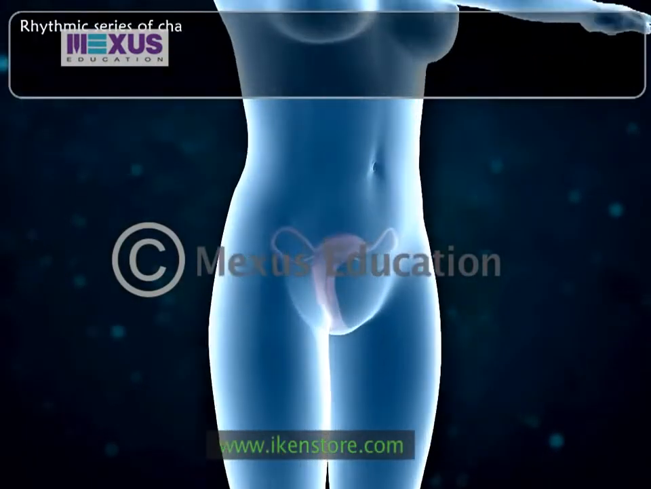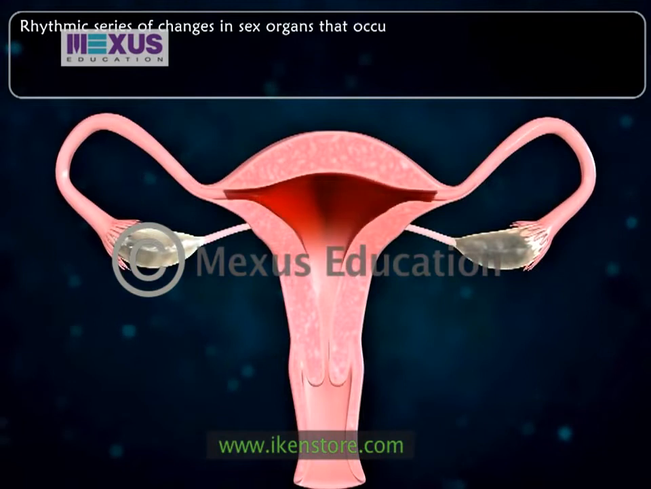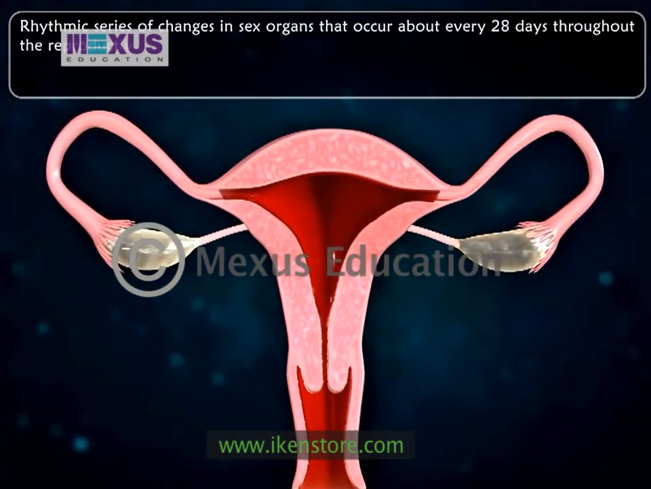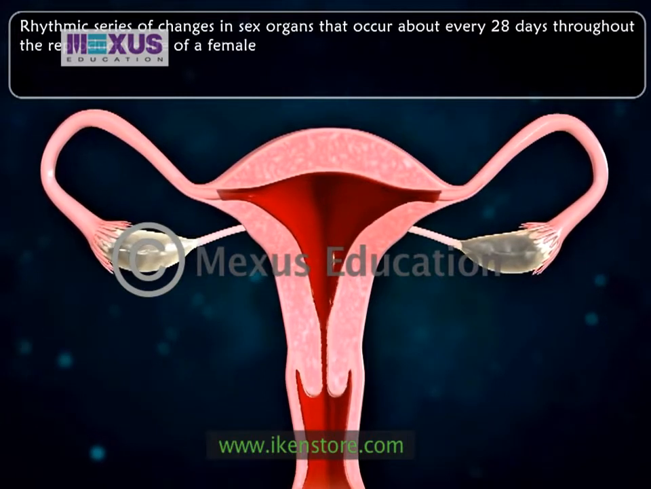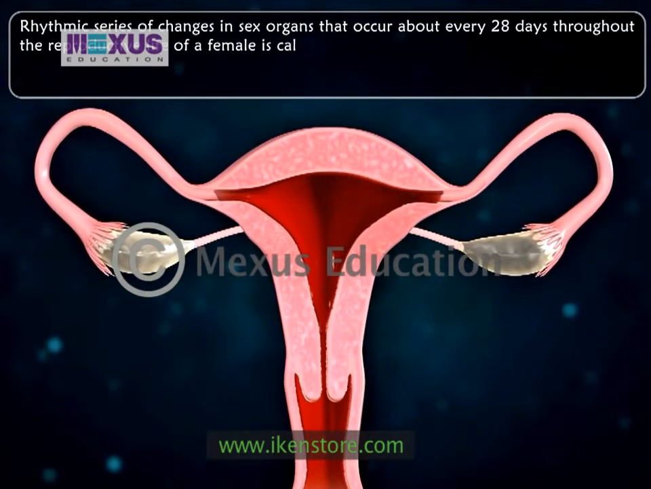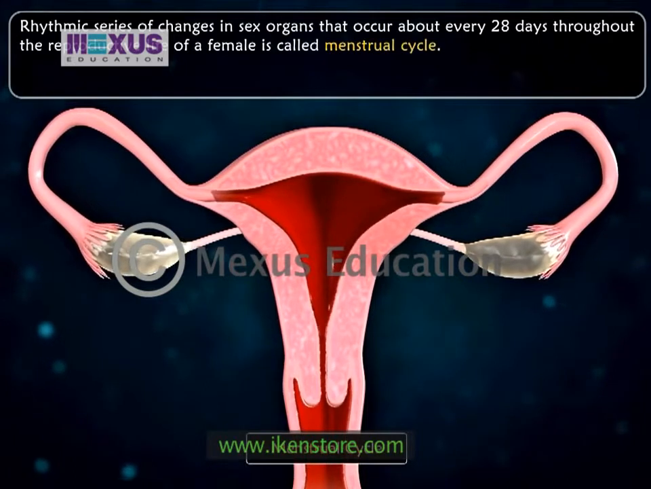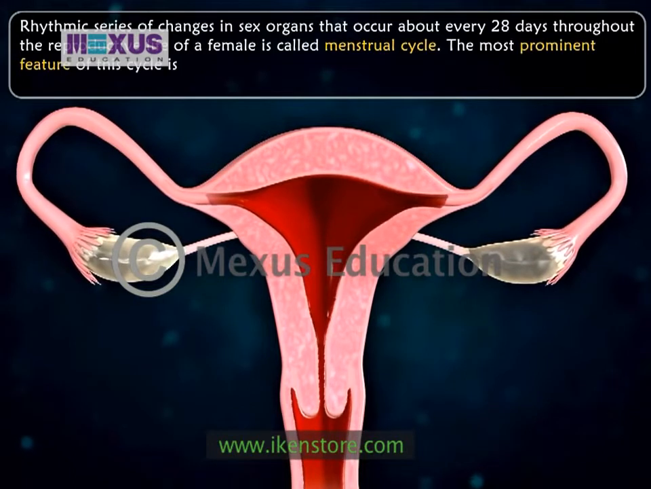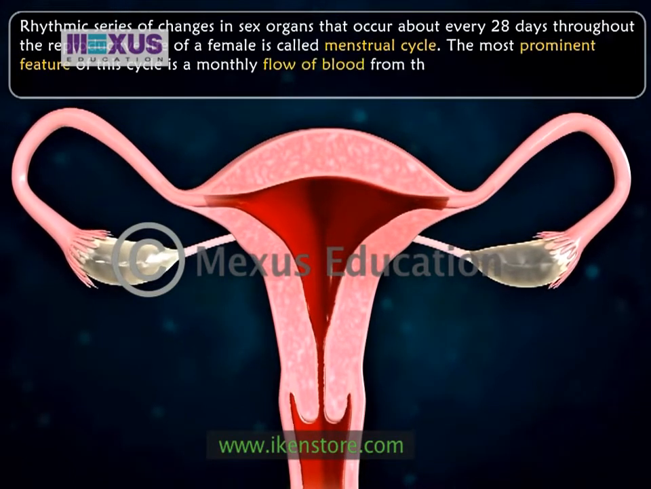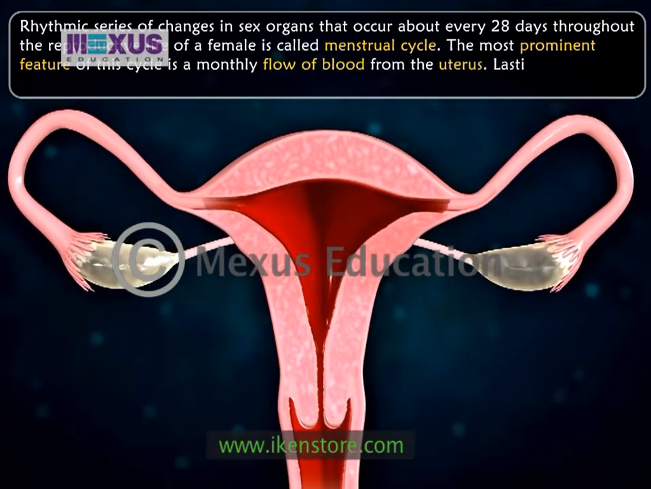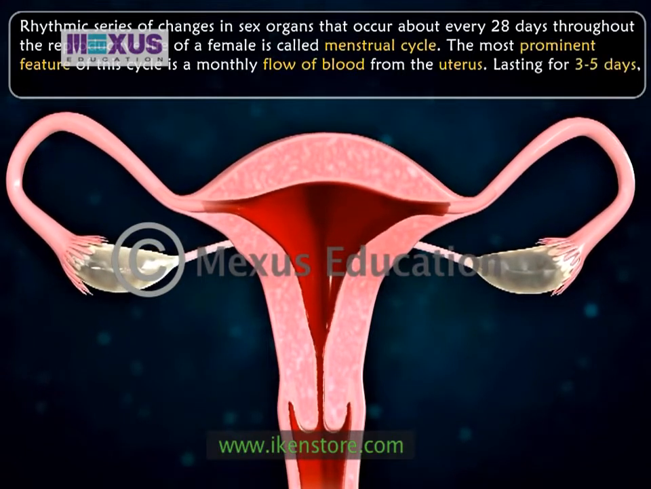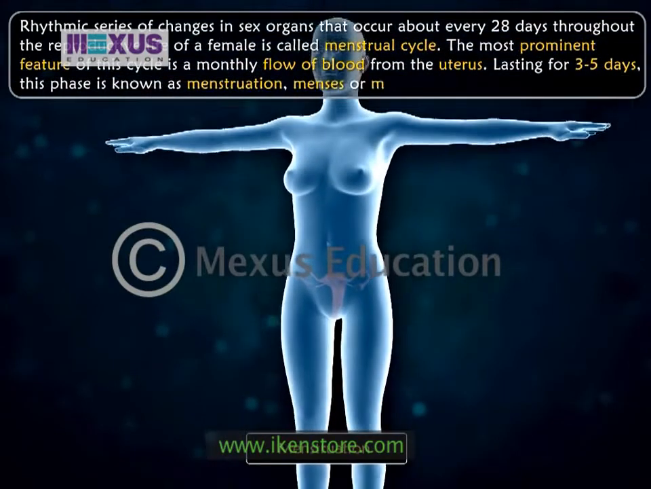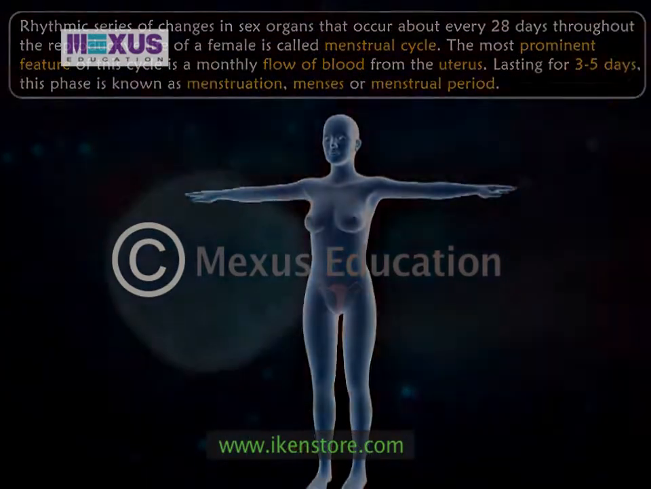The rhythmic series of changes in sex organs that occur about every 28 days throughout the reproductive life of a female, from puberty to menopause, is called the menstrual cycle. The most prominent feature of this cycle is a monthly flow of blood from the uterus. Lasting for 3 to 5 days, this phase is known as menstruation, menses, or menstrual period.